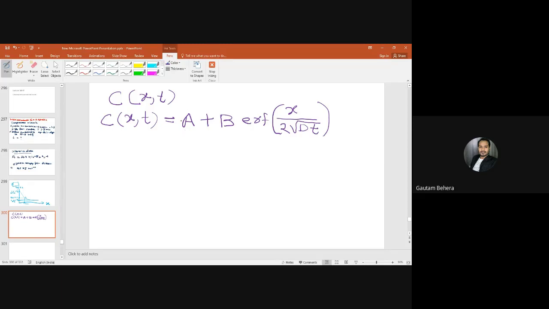We have to find out this A. What is the value of A, and what is the value of B, so that we can easily solve this numerical. And you understand this is the depth, as I told, which is already given, and this is the time period, and this is the diffusivity.